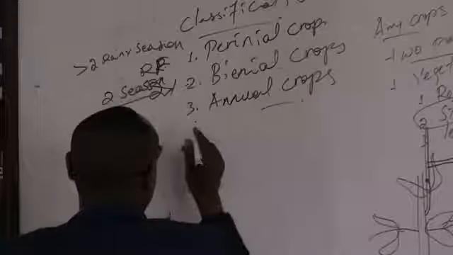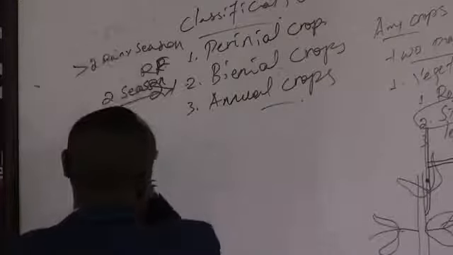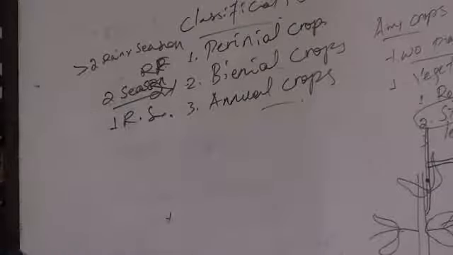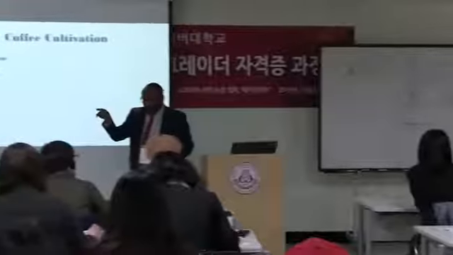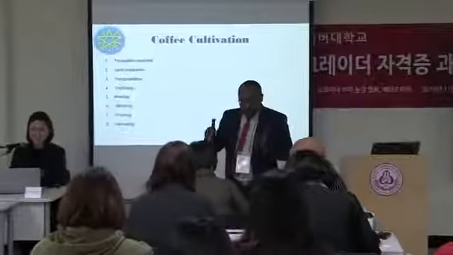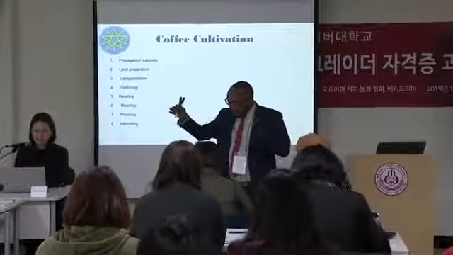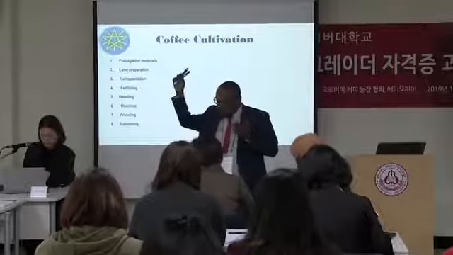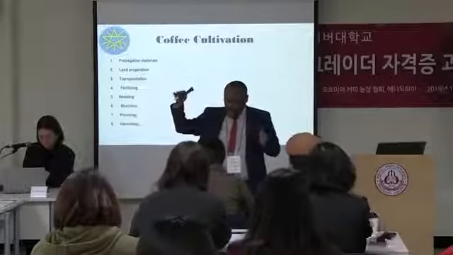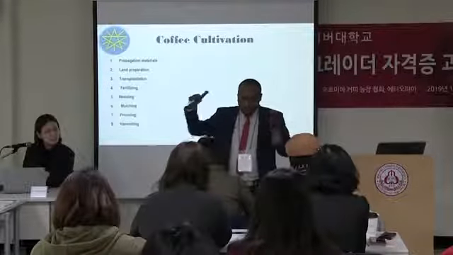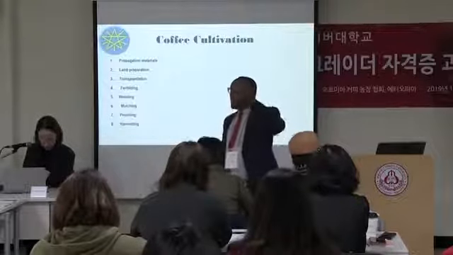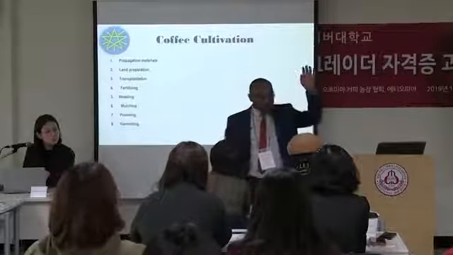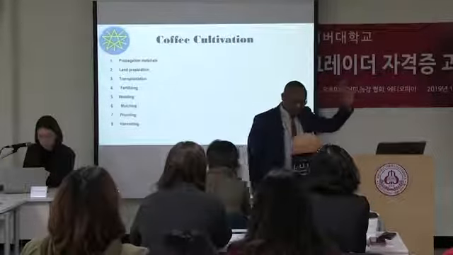Rainfall season. This is greater than 2. This is 1 rainy season. I told you earlier that the age of coffee is 20 to 30 years. It stays in production for 20 to 30 years. That means there are too many rainy seasons, more than 2. So where does it belong?